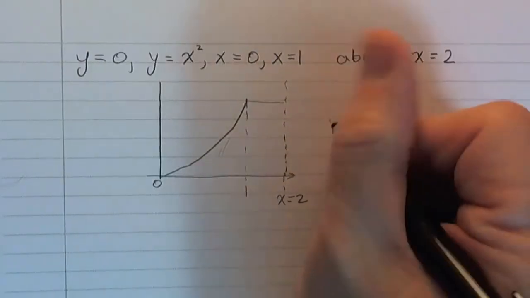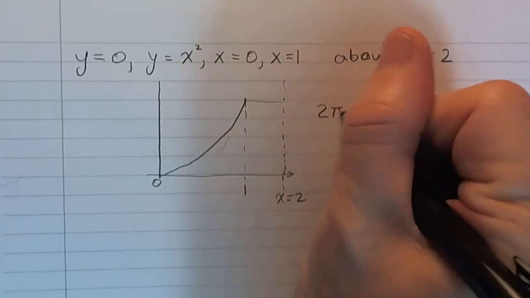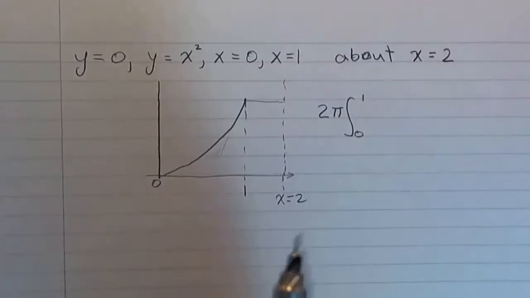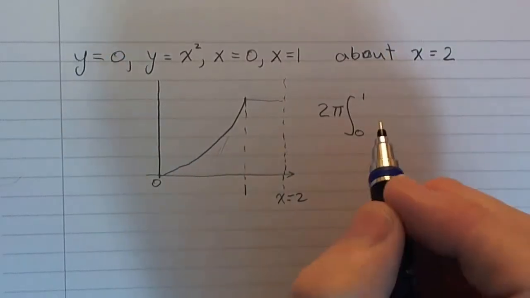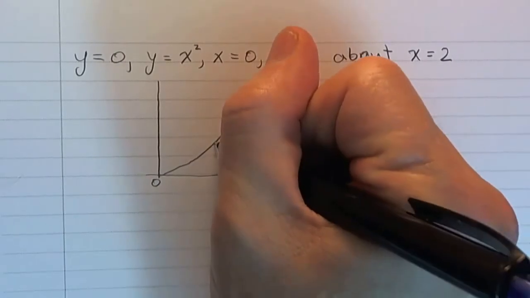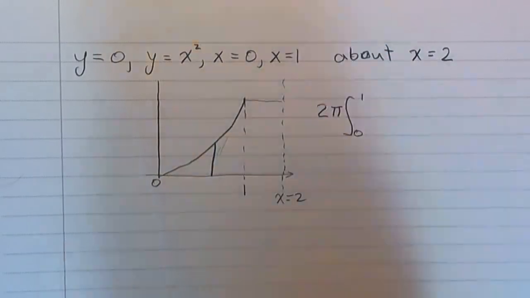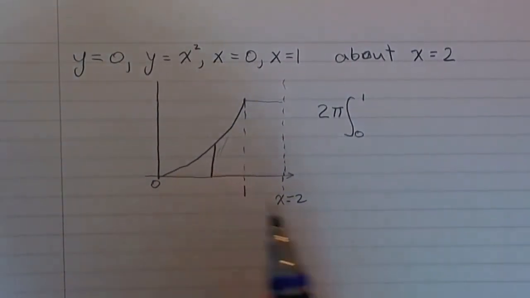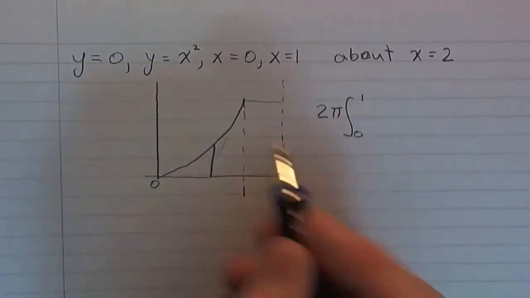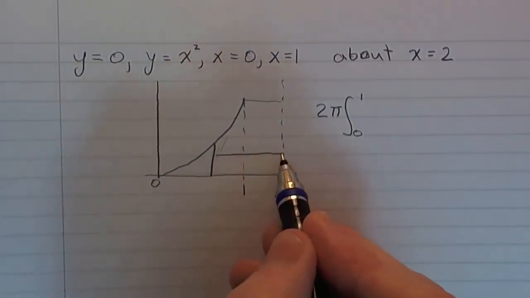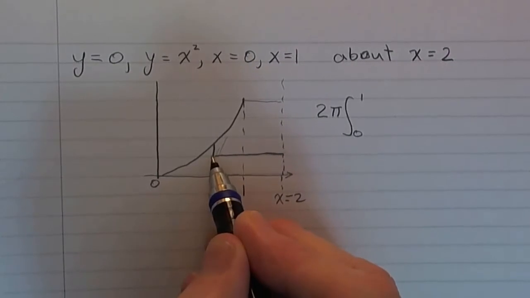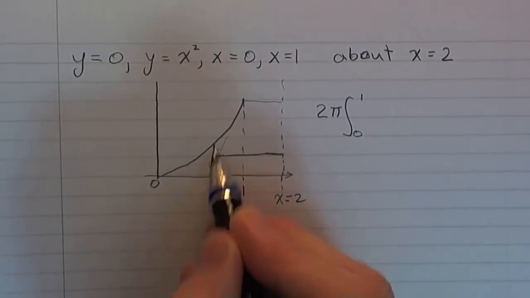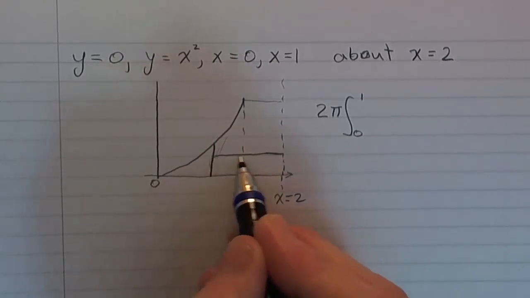Since it's a vertical line, we think, okay, I'm going to do 2 pi, going from 0 to 1. Now, I don't know what the radius is, so I've got to figure out what the radius is. Let's think of a very thin little rectangle here, and I'm going to bring it out and around the line x equals 2. What is this radius? Think about this cylinder formed by this very thin rectangle. It's not very thick, right? It looks like a line. What would that radius be?